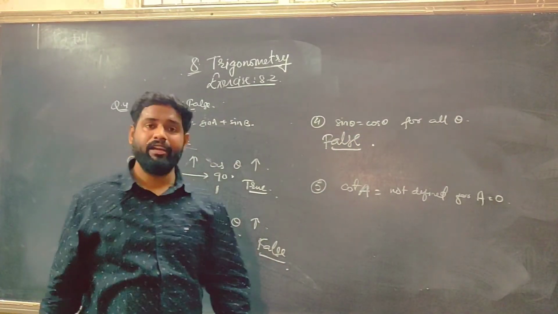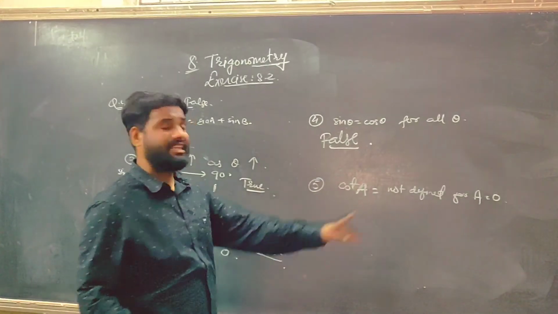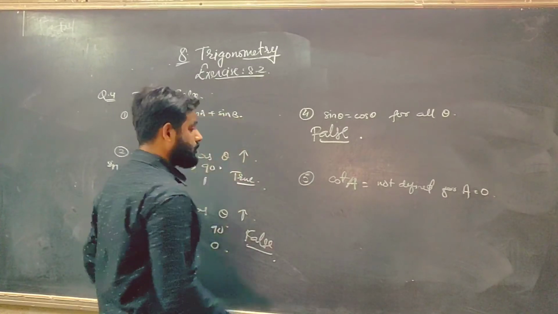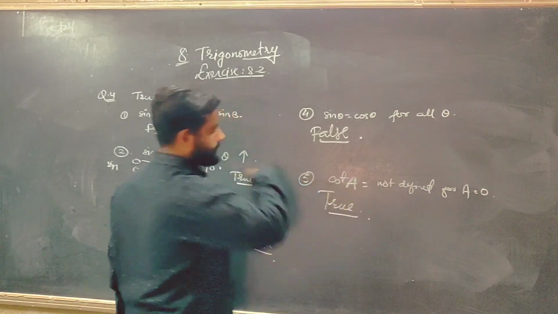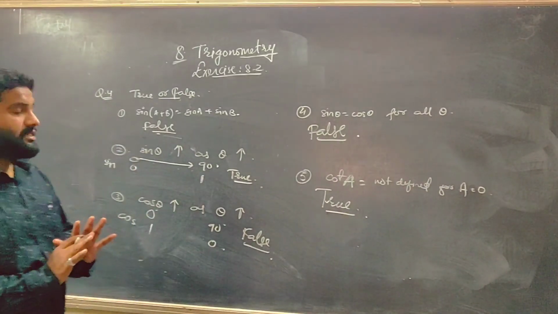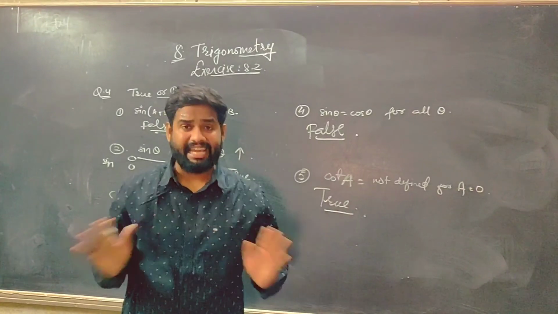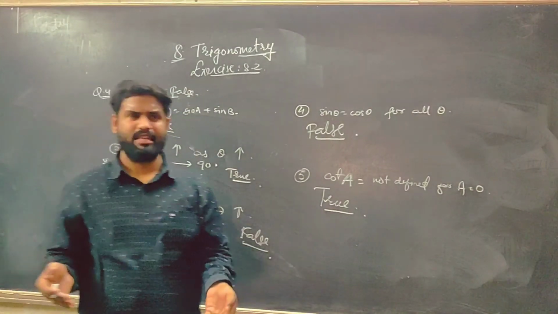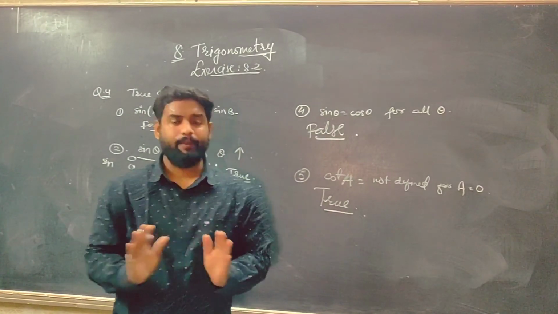Cot A is not defined for A equal to 0. That is quite easy. Just check the table for the 0 value. Cot 0 is not defined. That is going to be your true answer. So that's it. We have covered the entire 8.2, theory and sums, right? I think this is the 5th video lecture on it. So entire 8.2 is covered.